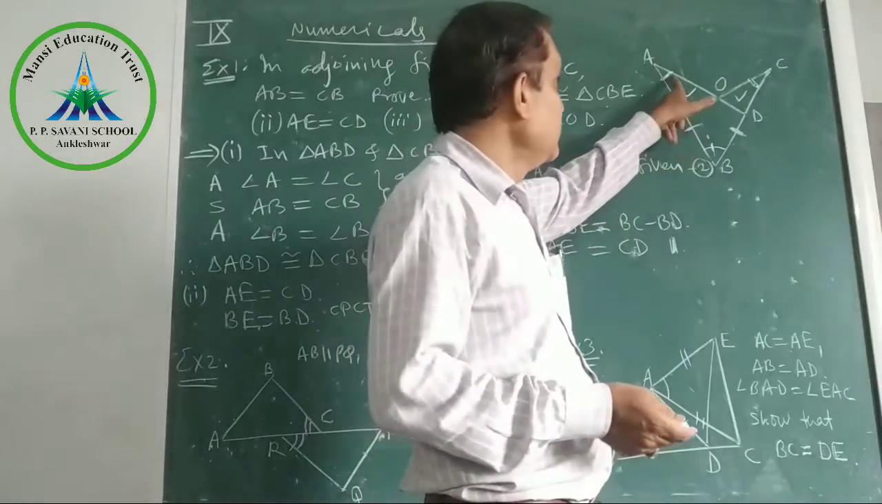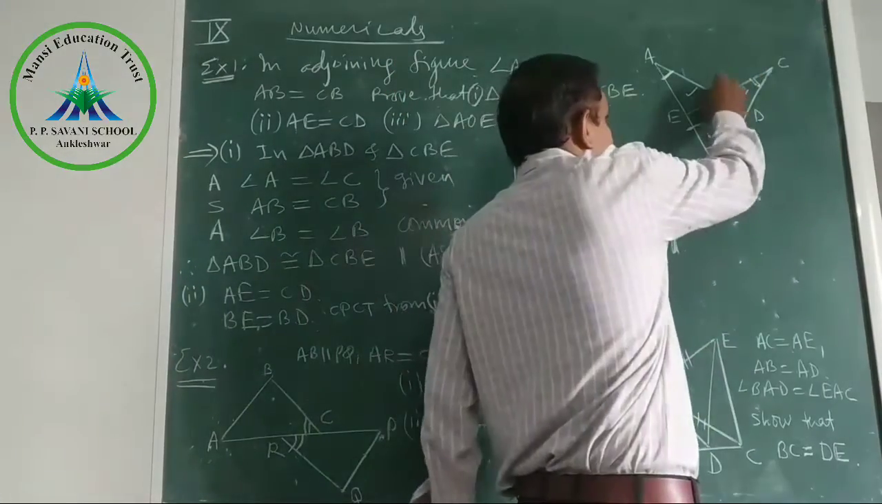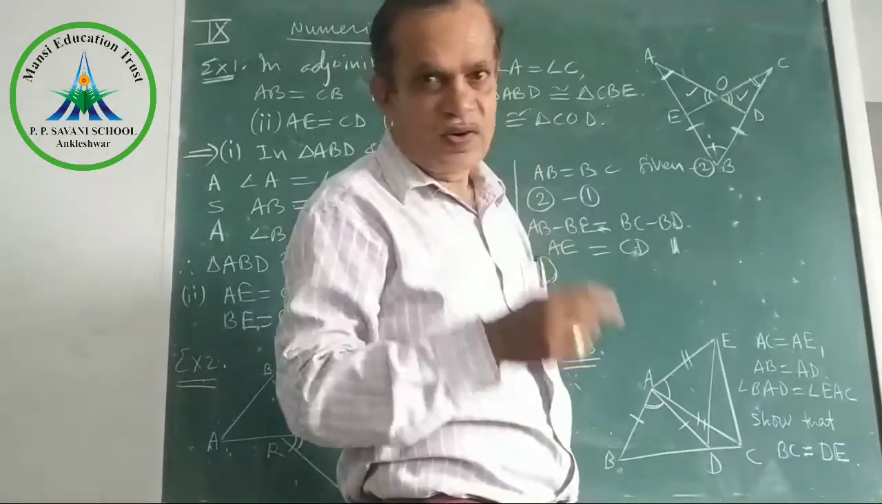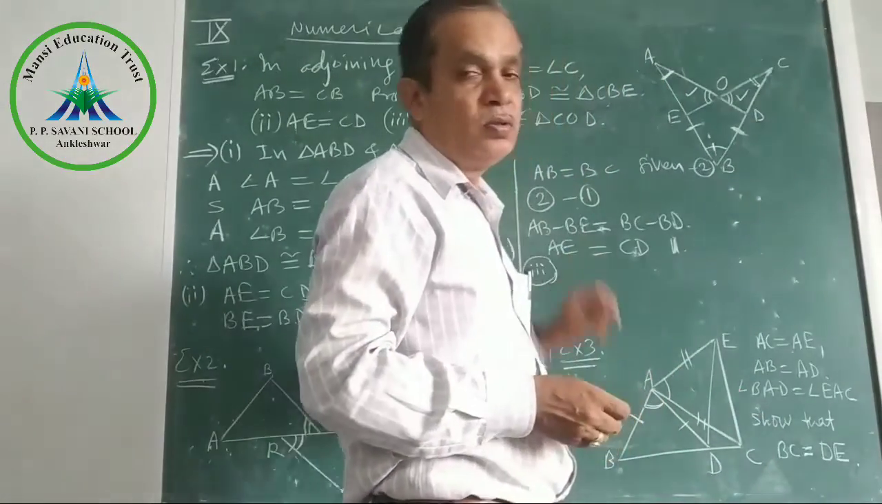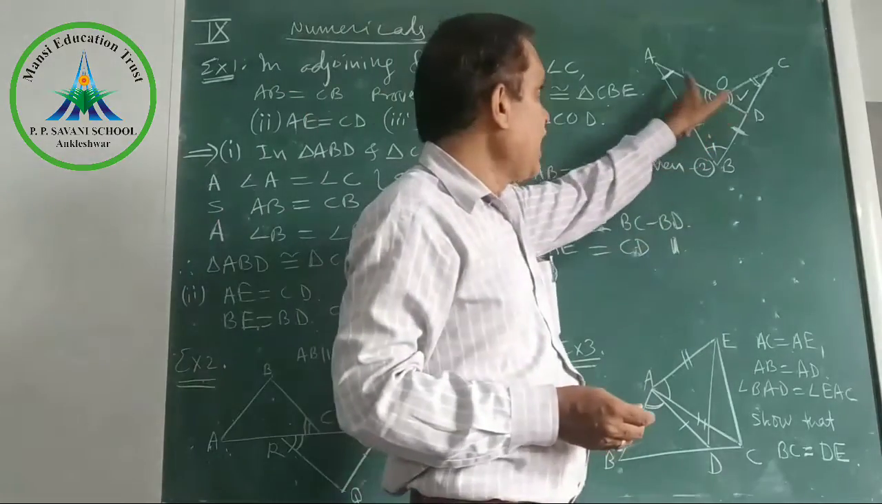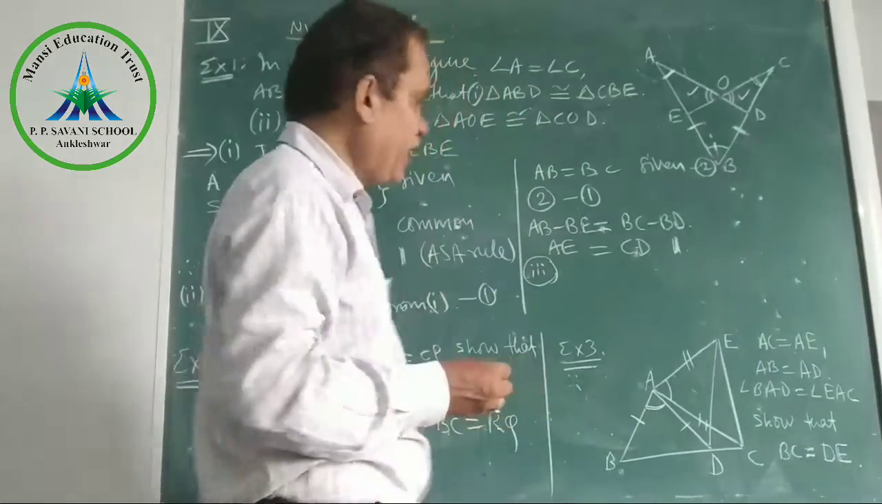Look at here. This angle A is equal to angle C, given. This angle equal to this angle, vertically opposite angles, right? And AE equal to CD, proved. So which rule is valid? Angle angle side. So what will you write?